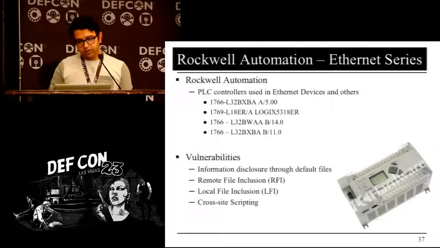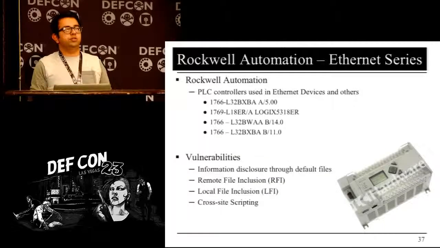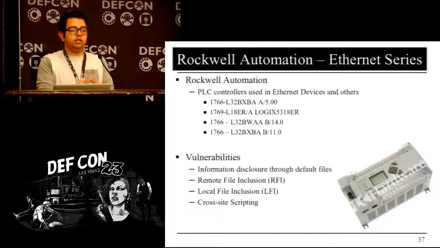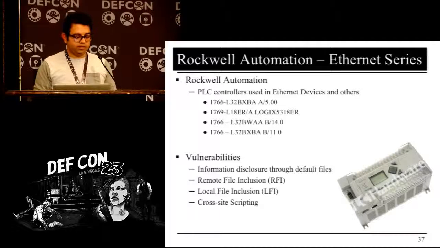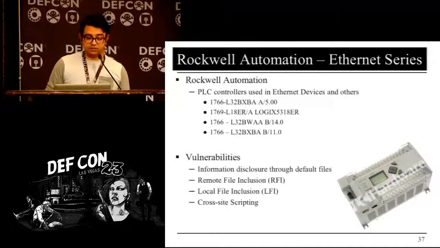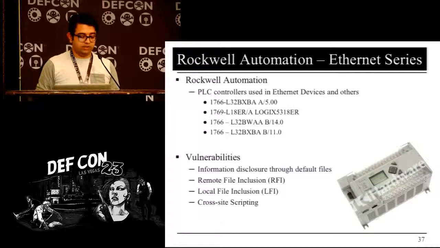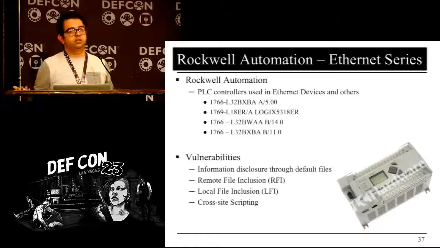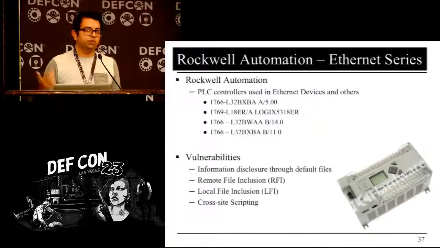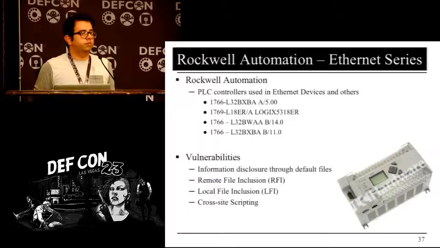Now, in the next set of devices, I'm going into a wide variety of devices to show that the vulnerabilities we are discussing here are not present in one specific device. It's a wide range of devices. In this time, I cannot cover all the vulnerabilities, but whatever the best I can, I will take care of it. So in this Rockwell Automation Ethernet series, they have a variety of devices here, the i766, i769 family, and so on. A simple thing I want to highlight is information disclosure, basically through default files. Just open it, there's a lot of information present in it.